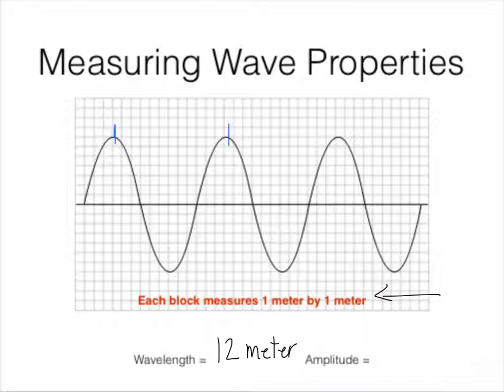Now, if we wanted to measure amplitude, we want to remember that we measure amplitude from the rest line to the crest. And so just as before, we're going to measure from here to here. We're going to count how many blocks are there between those 2 red lines. And so if you take a second to count them, what you'll find is that there are 7 blocks. Each block is 1 meter tall, and so there are 7 meters for that amplitude.